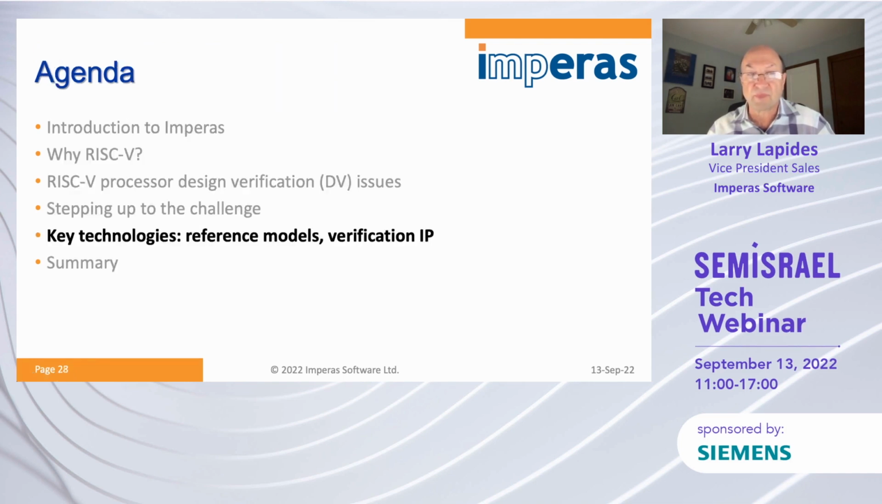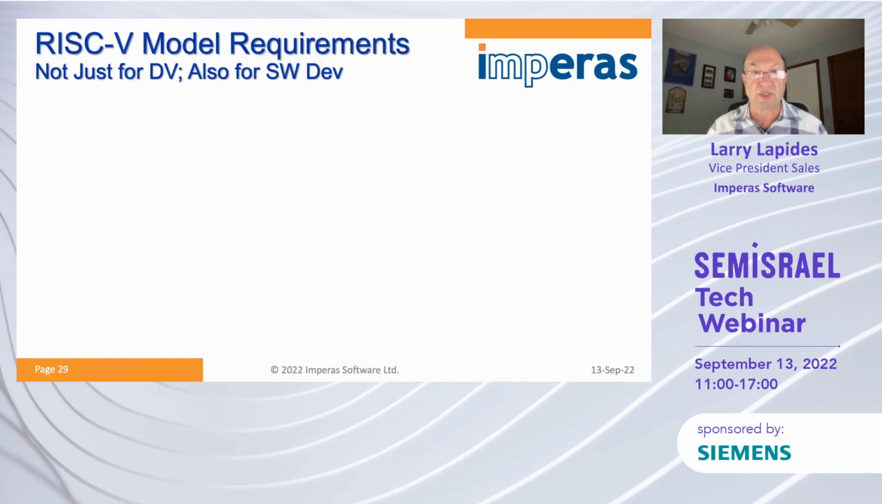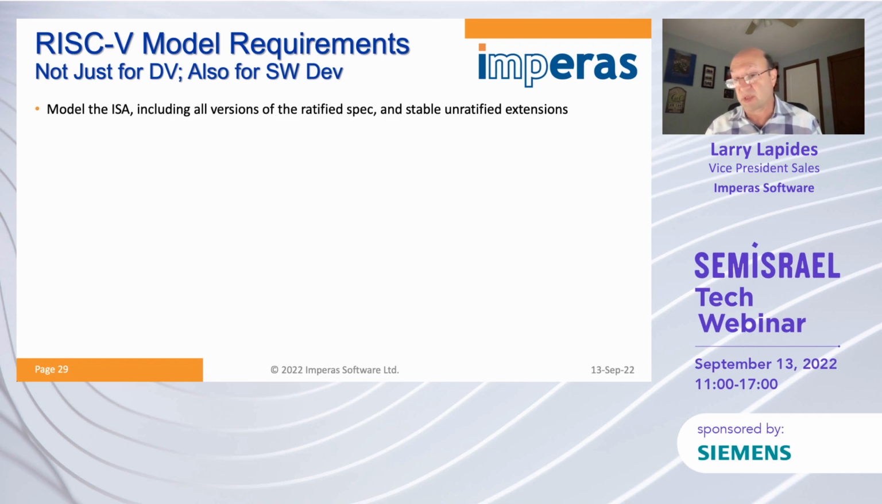So what are those key technologies, the reference models and the verification IP? Let's go into those in a bit more detail here. So model requirements. First of all, for the RISC-V model, you want to build something that works not just for DV, but also for software development. You want the software developers using the same model that you're using. The hardware and platform software should look the same.